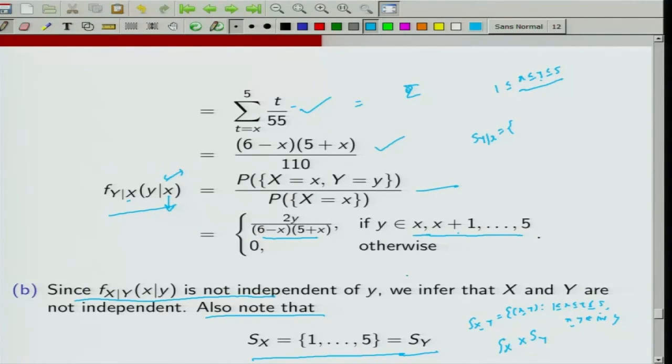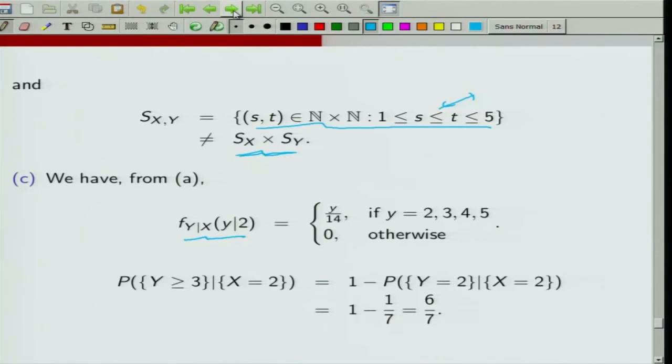So, when x is 2, the conditional probability mass function of y given x is given by this, whatever x is. Here x has to be fixed in S_x, that means x has to be 1 to 5. So, x has been fixed at 2, and I get that expression from here, f_{Y|X} when x has been fixed at 2. That means y would go from 2, 3, 4, 5, and the probability mass function would be 2y, 6 minus 2 is 4, 5 plus 2 is 7, 4 into 7 is 28, 2, so 1 by 14, so y by 14, if y is 2, 3, 4, 5, and that is what is over here.